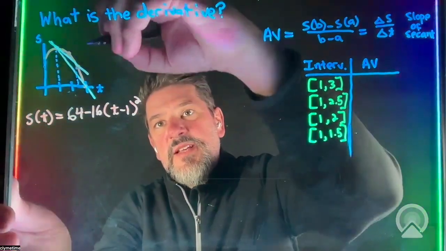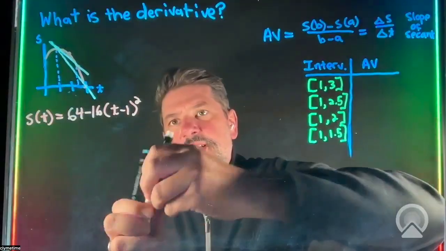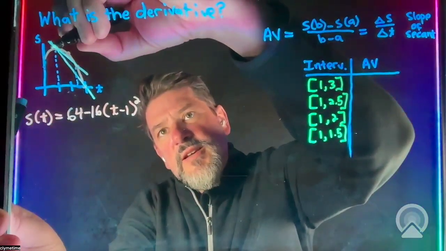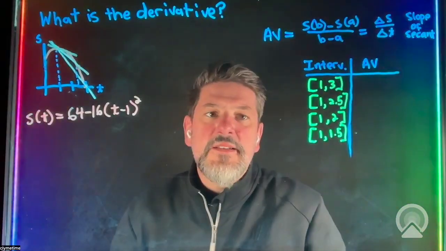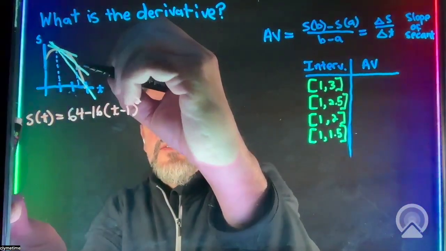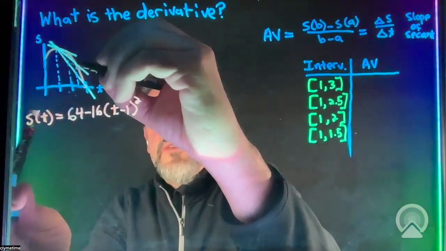And then we could do the same thing at 2 seconds. Let me try to draw that again. Get the white one for that one. Not too great there, but that's okay. That's at 2 seconds. And then we'll do one more at 1.5 seconds.